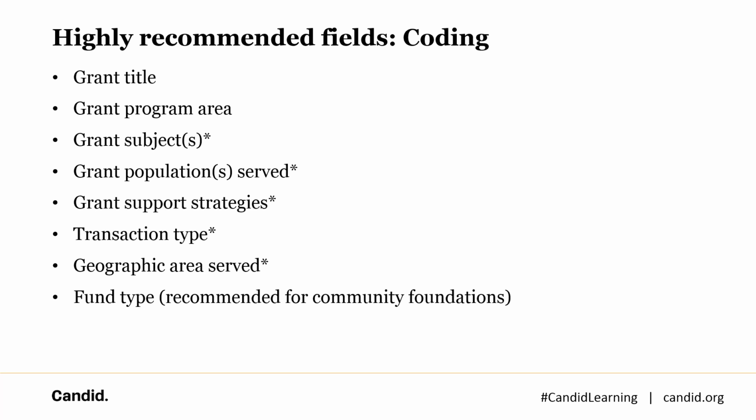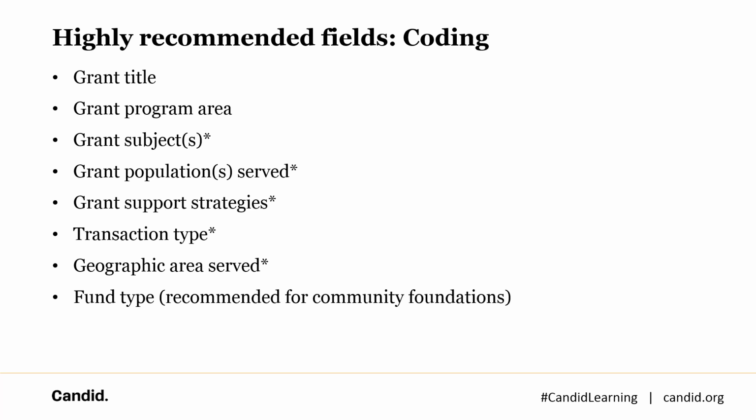Next, we have highly recommended fields, and I've broken those down into two groups. In this first set that you see here are fields that are relevant for coding. So providing data for these fields allows Candid to more accurately code your grants with our taxonomy, the philanthropy classification system, or what we call the PCS. So Candid tries to code grants for the 5 facets that you see marked with an asterisk there. So grant subject, population served, support strategy, which are things like program support, capacity building, advocacy, etc., and transaction type, whether it's a cash grant or a program-related investment, for example.